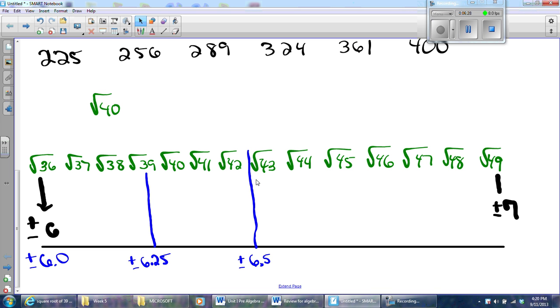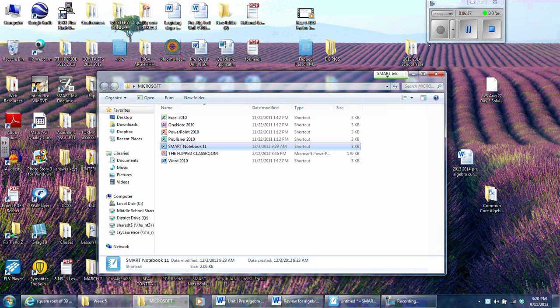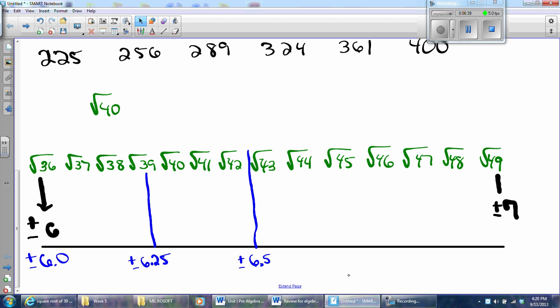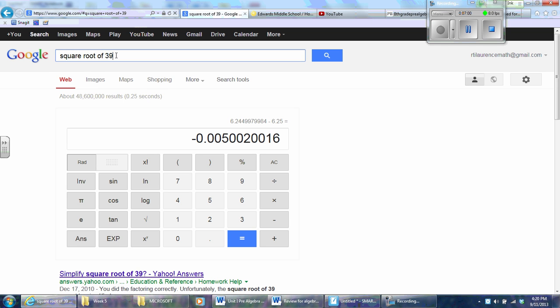Now, that being said, we're having a little smartboard trouble here. Hold on one second. Okay, that should be good. So if I have to estimate the square root of 40, I'm going to guess it's going to be around 6 3/10, somewhere right around there. So that's going to be 6 3/10. Let's go back to the calculator and see what it says. Let's do square root of 40.